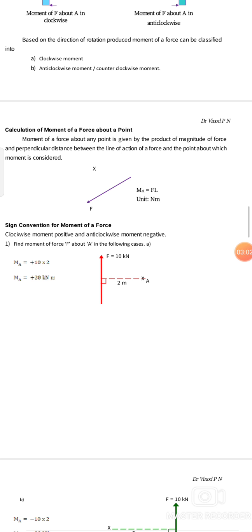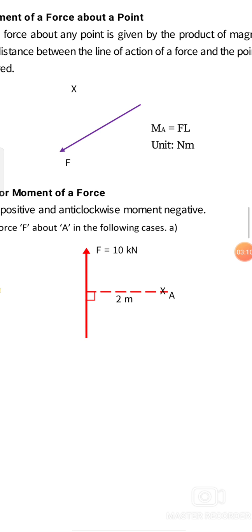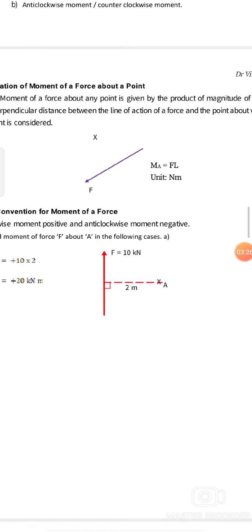The first one: find out the moment of force F about point A in the following cases. We can see here there is a vertical line which has the force of 10 kilonewton, and there is a horizontal distance along the x-axis at point A. The distance is 2 meter. There is a vertically upward force of 10 kilonewton and the horizontal right side distance is 2 meter.